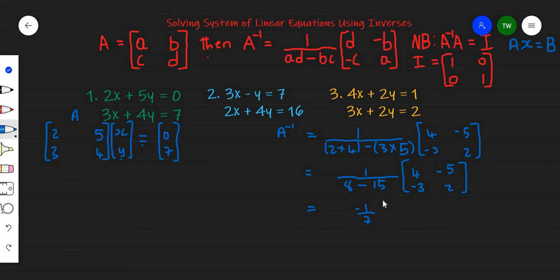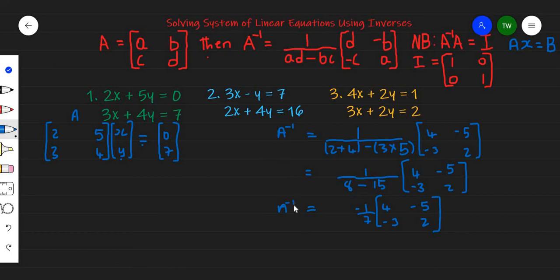Alright? Times the adjoint. And that's the inverse of A there, which is [4, minus 5; negative 3, 2]. So this is now A inverse. Alright, so this is A inverse.